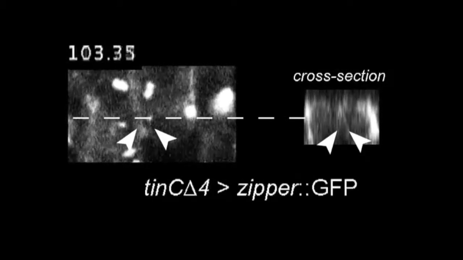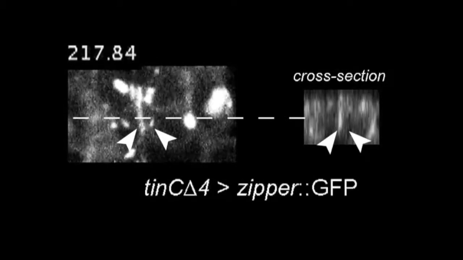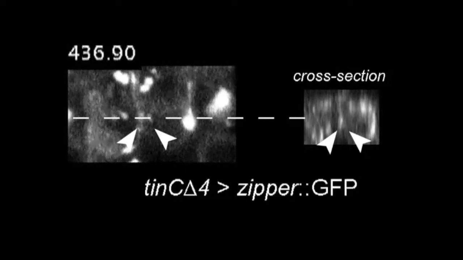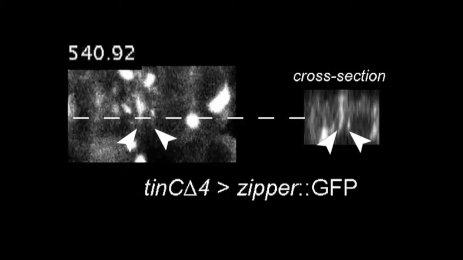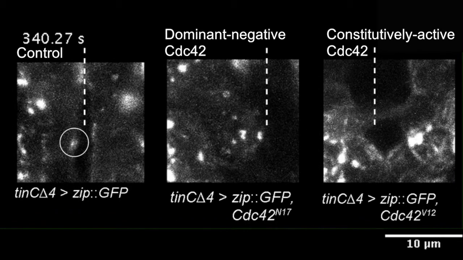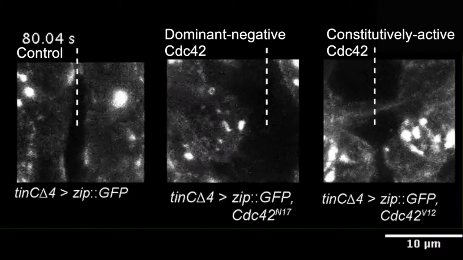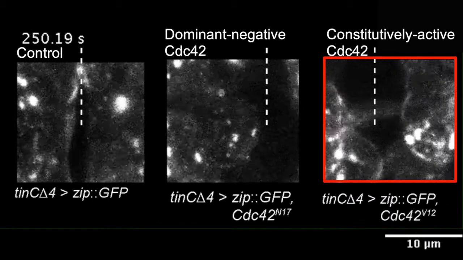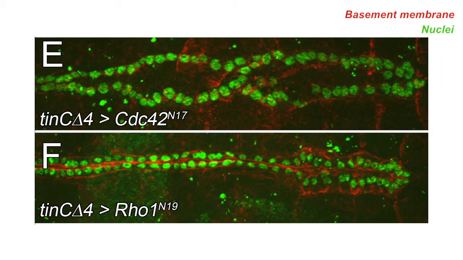After dorsal closure and cardioblast alignment, zipper relocalized to the nascent luminal domain, supporting its involvement, along with Cdc42, in either lumen formation or maintenance. We then started to manipulate Cdc42 and saw effects on non-muscle myosin, basically loss of this repetitive pattern when you inhibit Cdc42 and this sustained accumulation when you activate it. Non-muscle myosin is typically regulated by the Rho GTPase, but inhibiting Rho1 or its downstream effectors had no effect on heart morphogenesis.